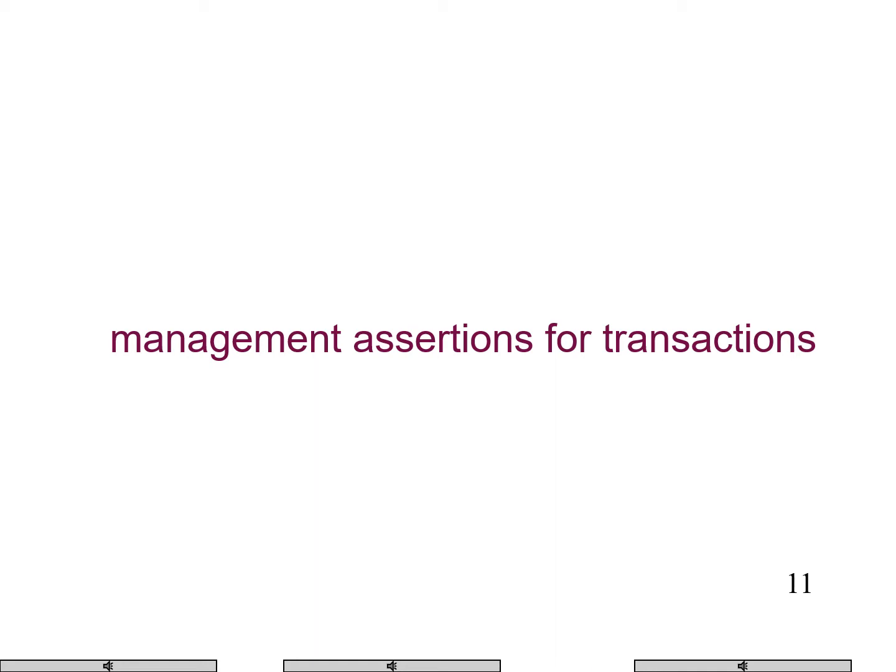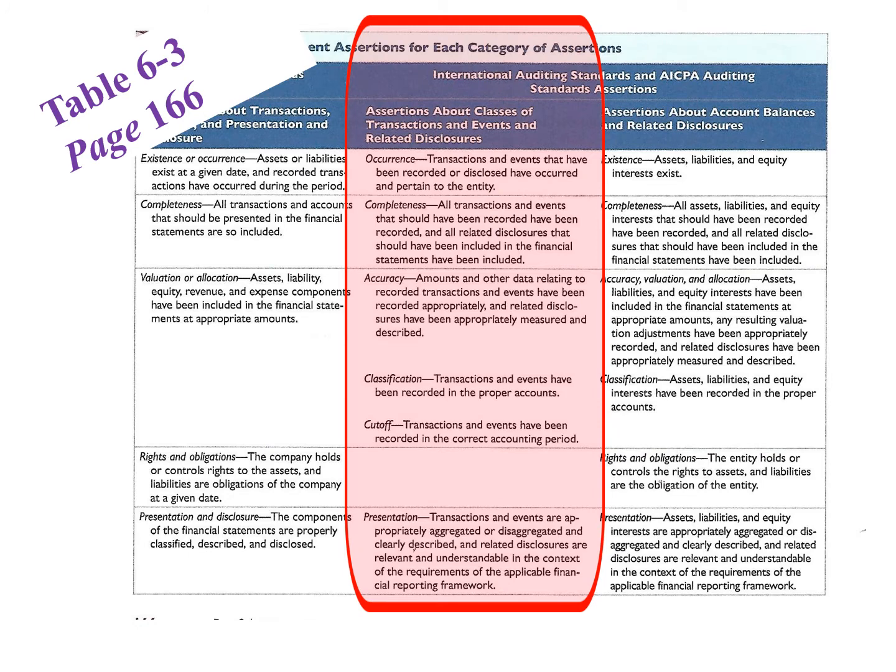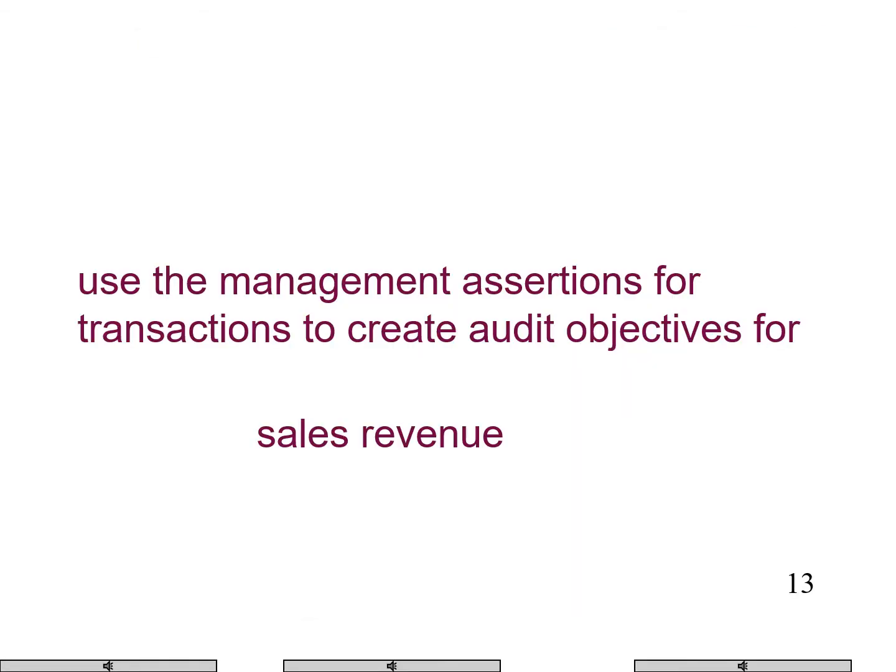Management assertions for transactions: occurrence, completeness, accuracy, classification, cutoff, and presentation. So those are the 6 assertions that relate to transactions. We're going to use those assertions to create audit objectives for sales.